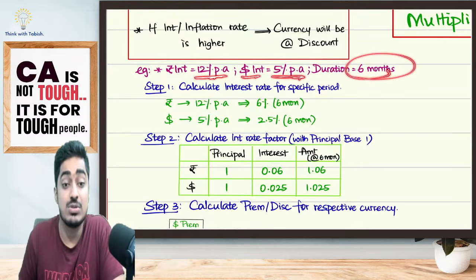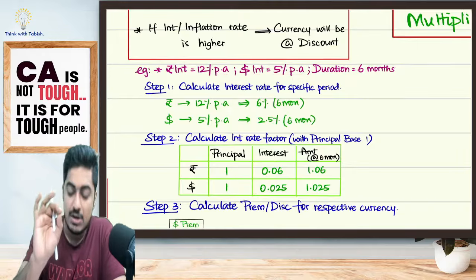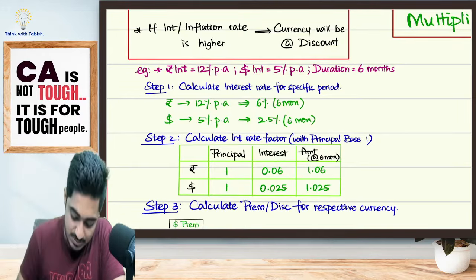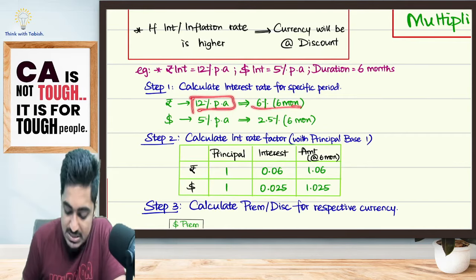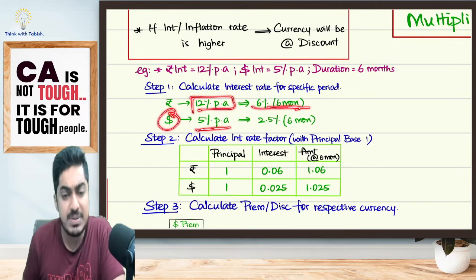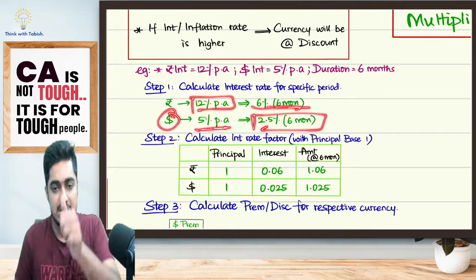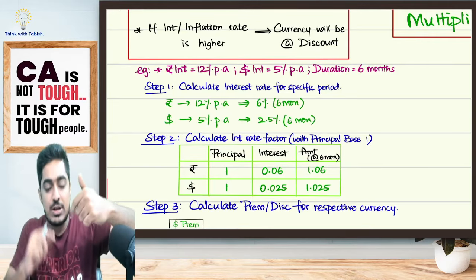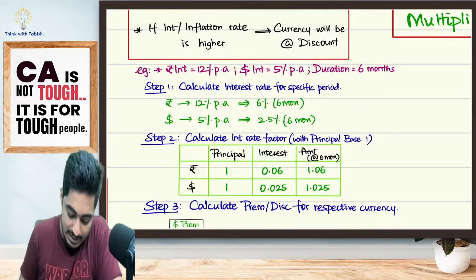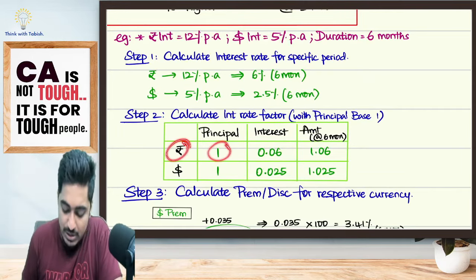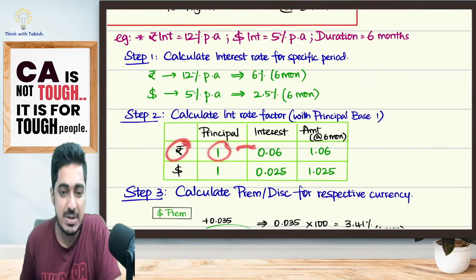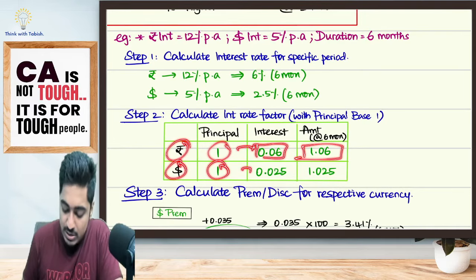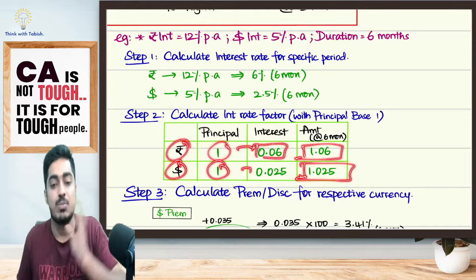For 6 months, I want to see what the premium or discount is going to be. Simple. First, it is for 6 months. So whatever the interest rate is, I will first convert it into 6 months. 12% means 6%. For the dollar, 5% per annum means 2.5%. Step 1 over. Step 2, I will put a principal base of 1 rupee. On that, I will calculate the amount. If in India I invest 1 rupee for 6 months at 6% interest, I will get 1.06. In the US, at 2.5% interest, I will get 1.025.